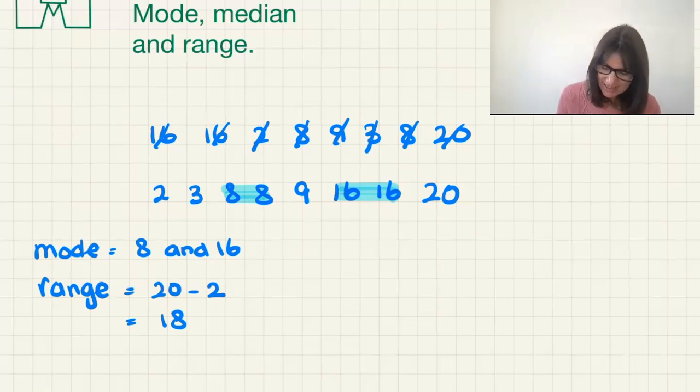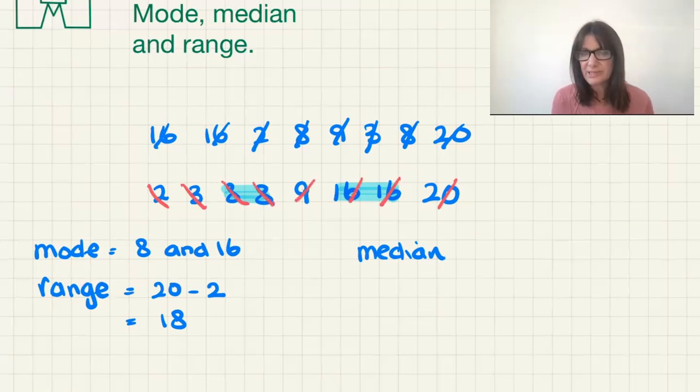And last but not least, let's look at the median. So I'm going to start the crossing off process with that, with that. Now, if I carry on crossing off, I've actually crossed all my numbers out. So I don't want to do that. So I stop with 2 numbers in the middle. Now, this is not like a mode. I can't write down the median as 8 and 9. There is 1 number in the middle.